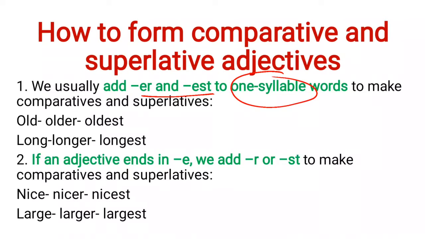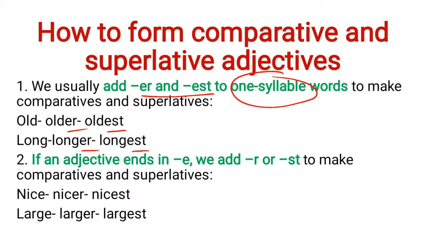One syllable means words with one vowel. In the words old and long, we have only one vowel, and that is why they are one-syllable words. So, we will add er and est to make their comparative and superlative forms. Old will become older, oldest, longer, longest.